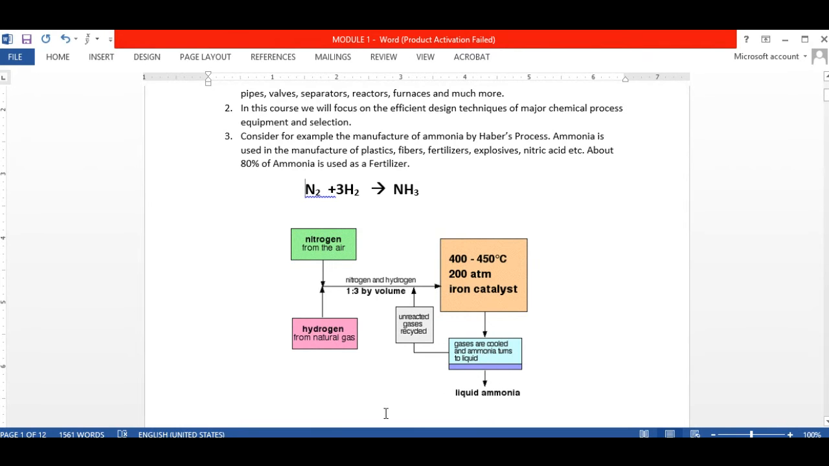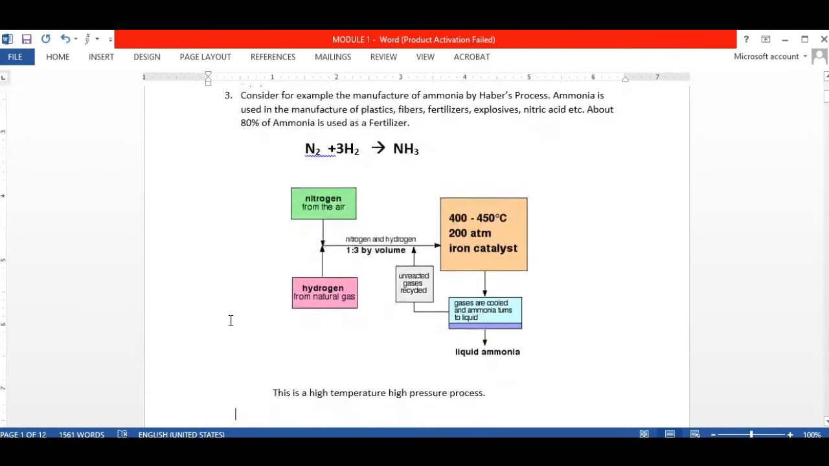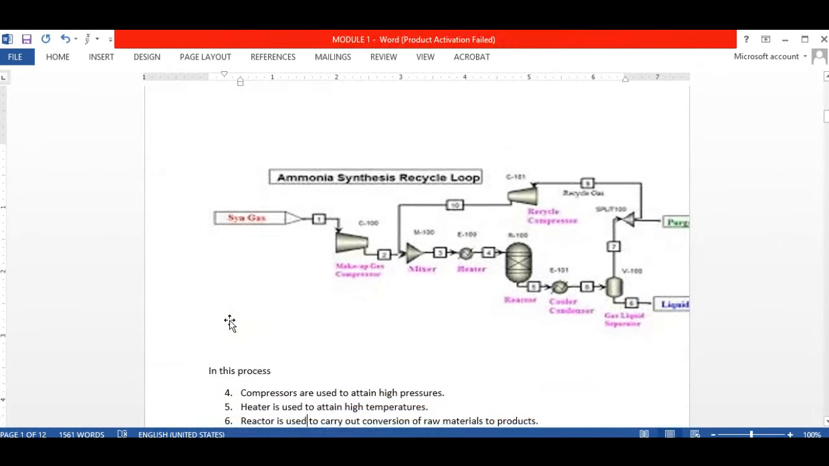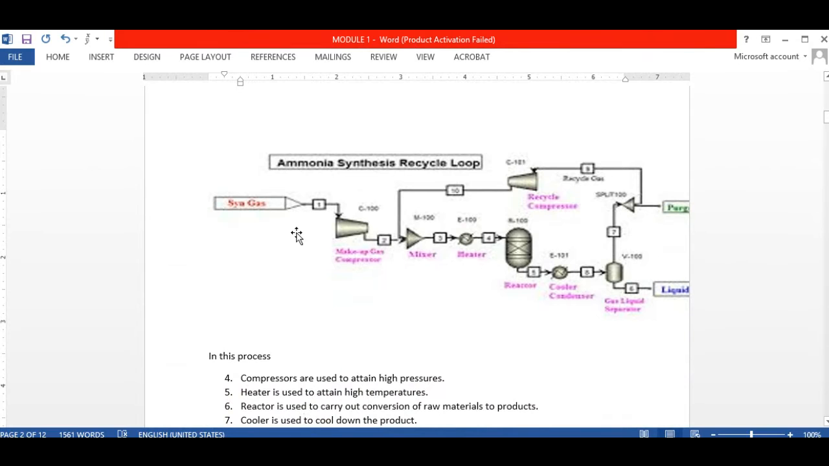Then we need a separator. This is known as a block diagram. First step. Okay. Then you go for the process flow diagram. This is the process flow now. This you will see in 401 next semester. This is taken from Aspen.